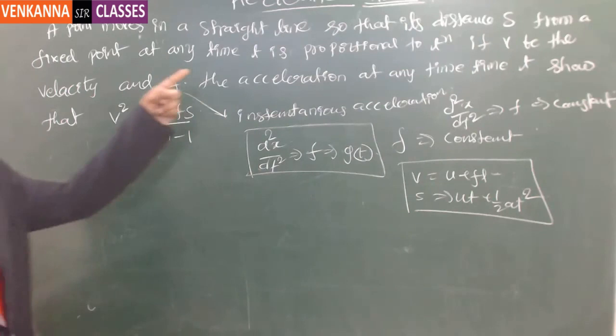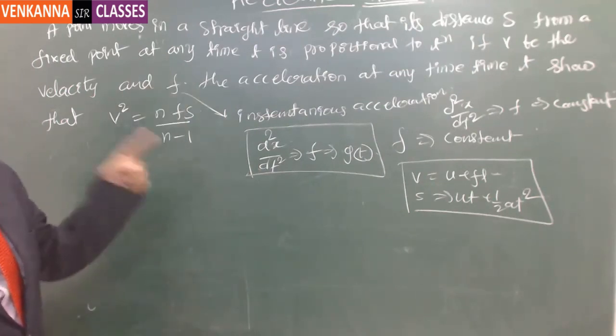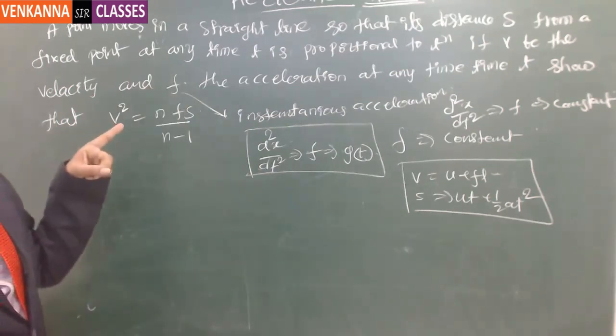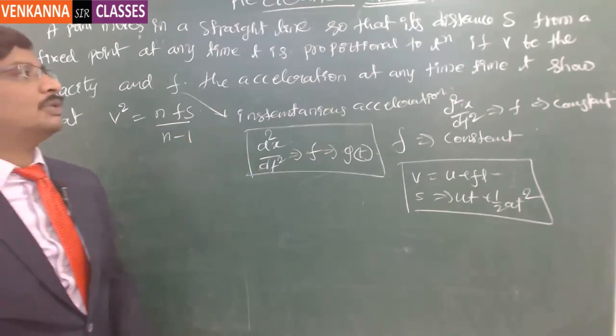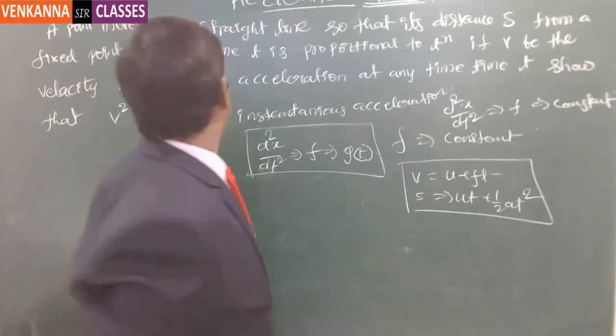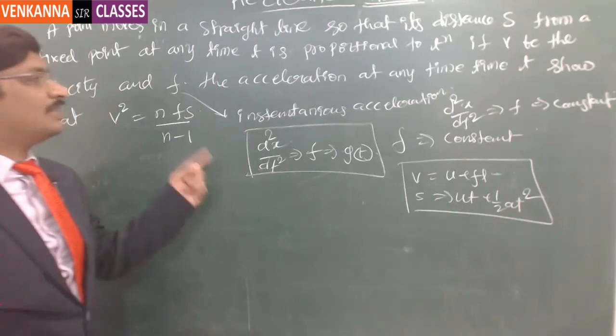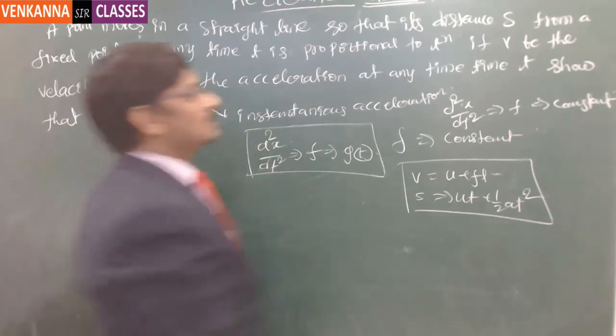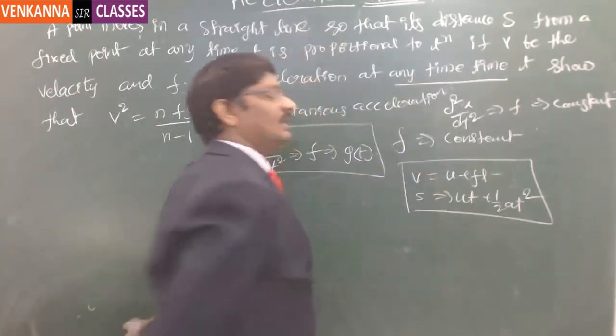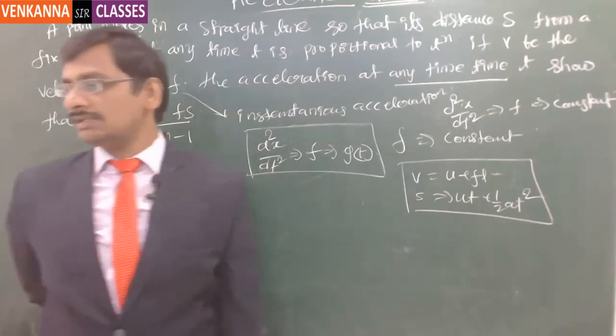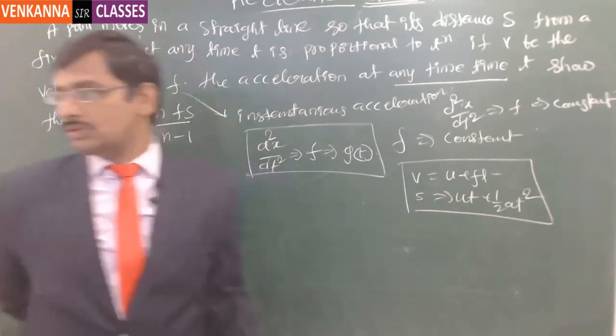So a point moves in a straight line so that its distance s from a fixed point at any time t is proportional to t power n. If v be the velocity and f be the acceleration at any time, this statement says that they are the instantaneous velocity and instantaneous acceleration. Got it? So now you can solve this.